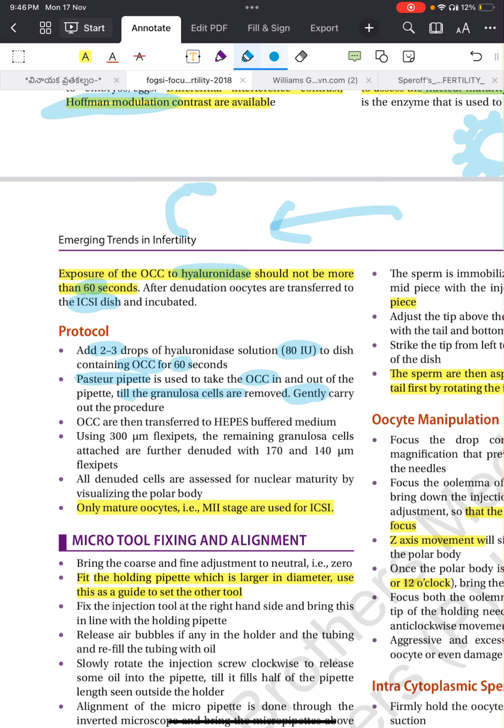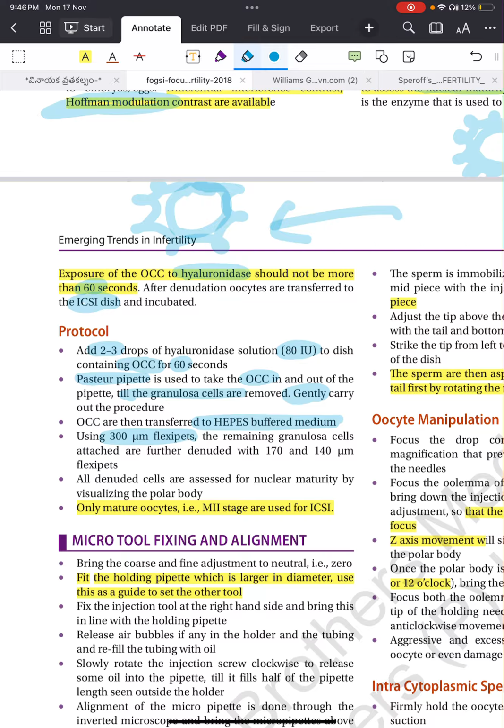After removing the clothes, or the outer cells of the oocyte, now we'll transfer that complex to HEPES buffered medium. Using a 300 micrometer flexipet, remaining granulosa cells are detached and further denuded with 170 and 140 micrometer flexipets. So all denuded cells are assessed for nuclear maturity.